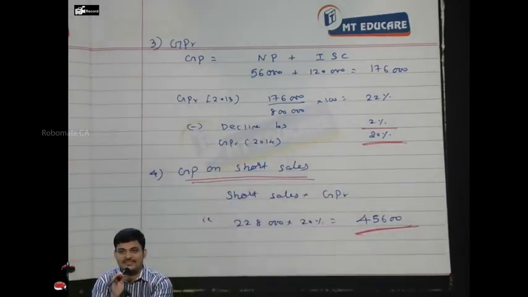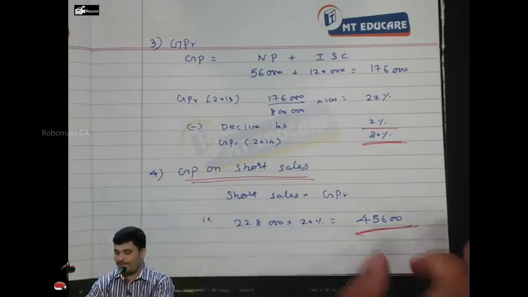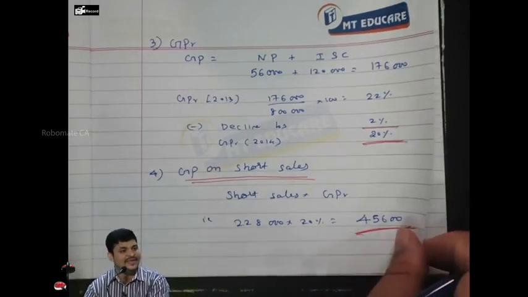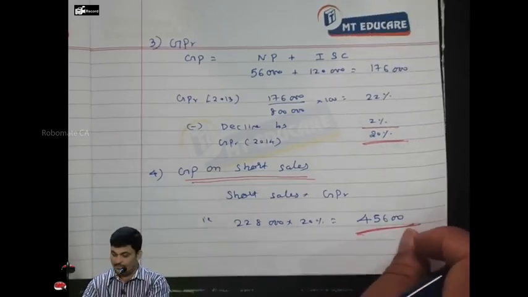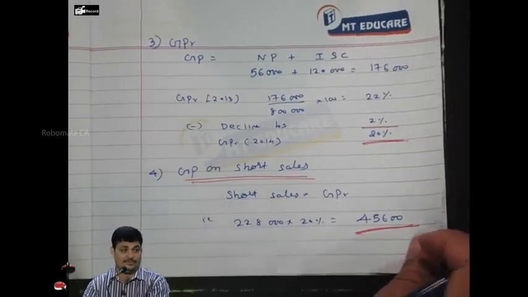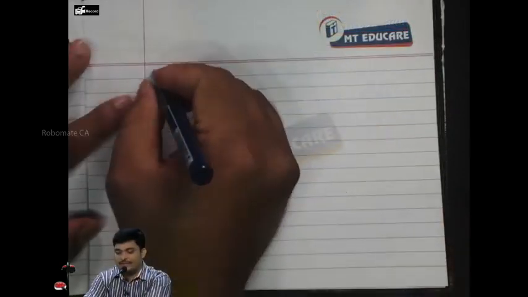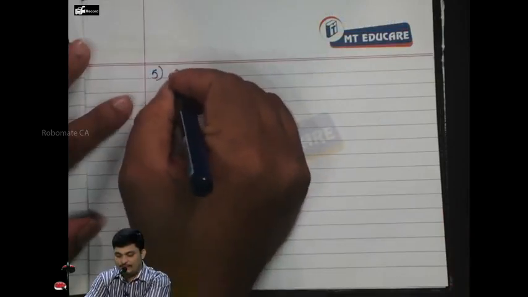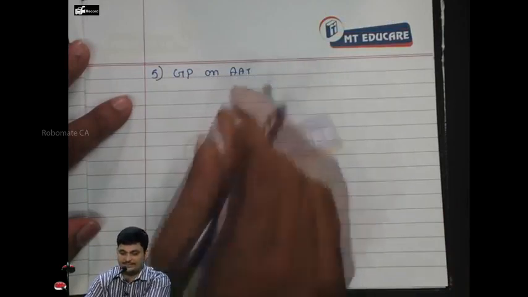Can I turn this page? Various twists and turns in this problem. So far not completed. Some more twist is there. Step number 5. GP on AAT.